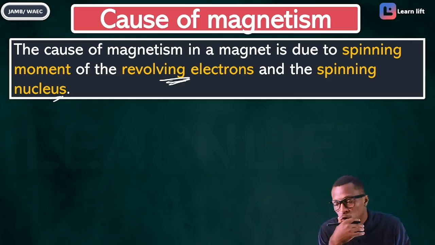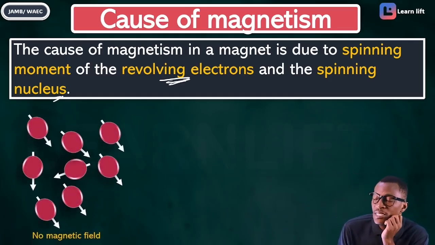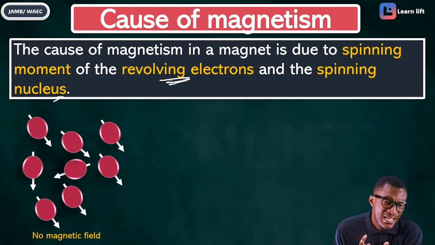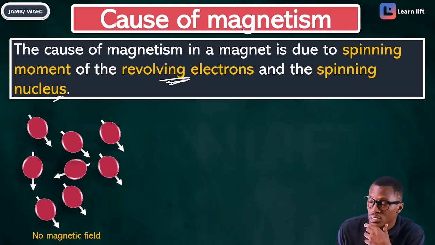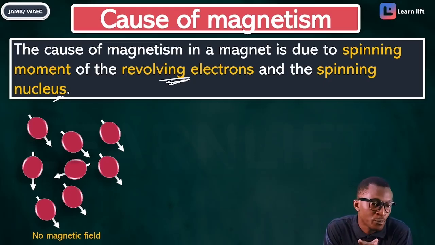Now let me give you a mental picture. Now look at this diagram. First, there's no magnetic field here. Why? Because the revolving electron and the spinning nucleus are facing different directions. This one is a different direction, this is a different direction, this is a different direction. Because they are facing different directions, they are canceling each other. We'll talk about the alignment.